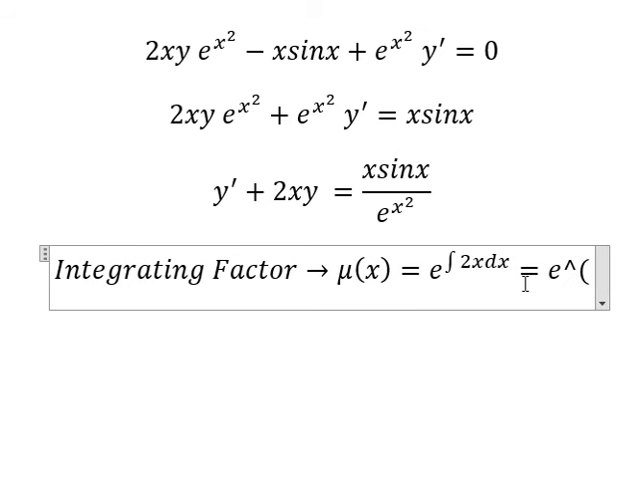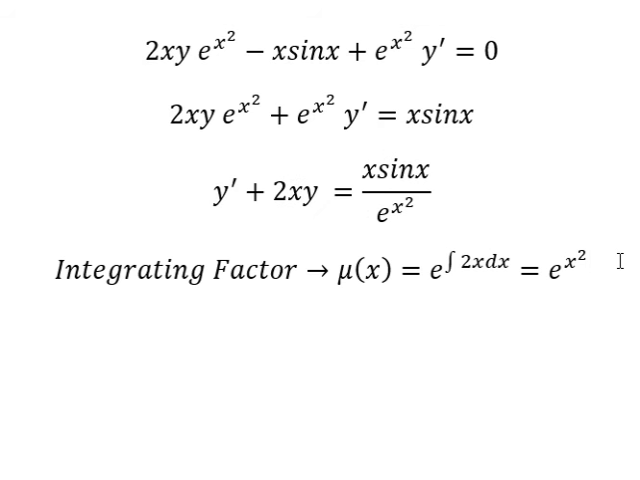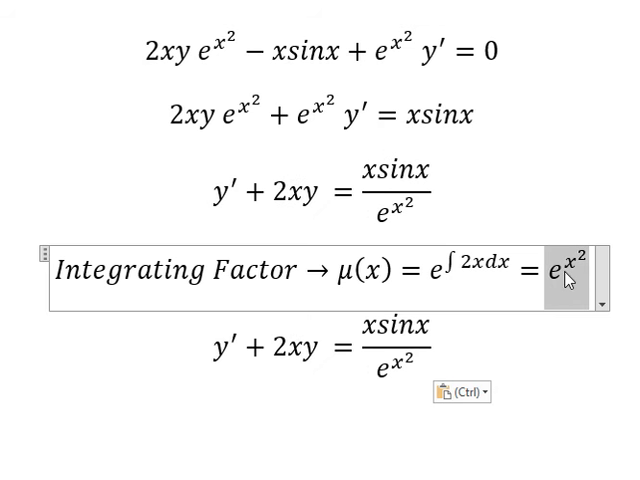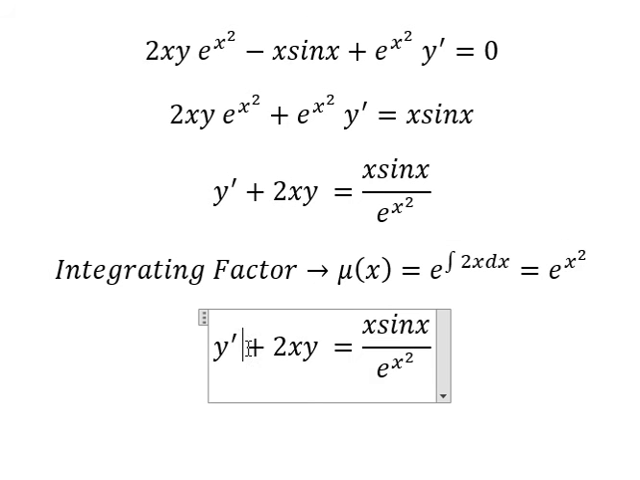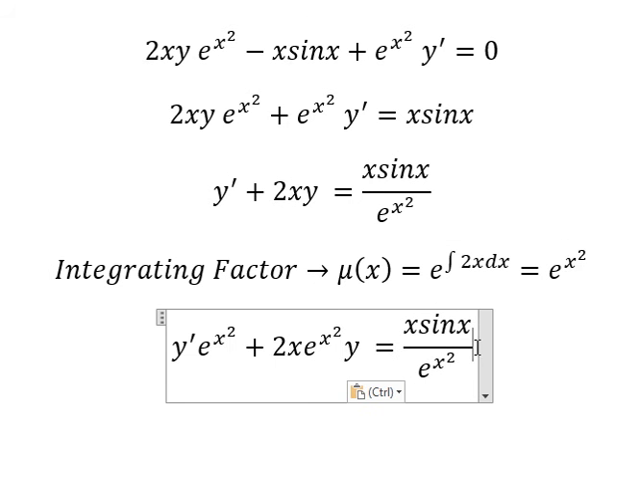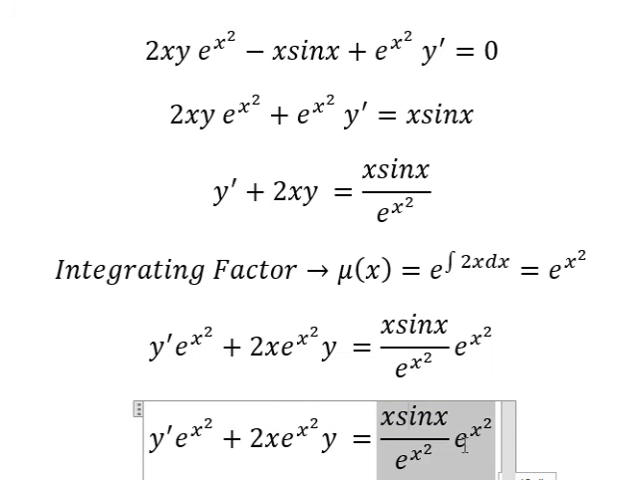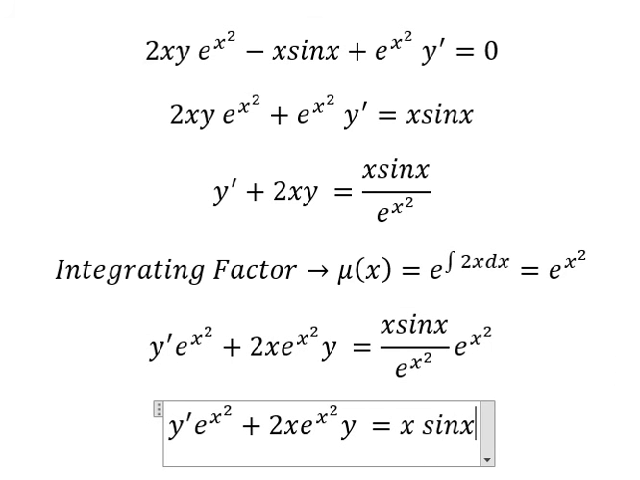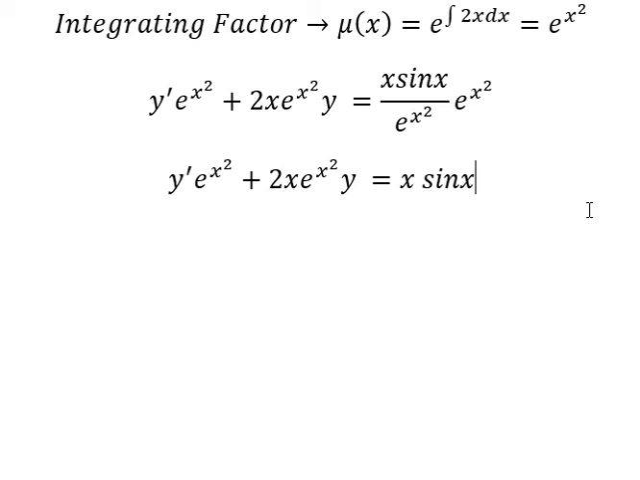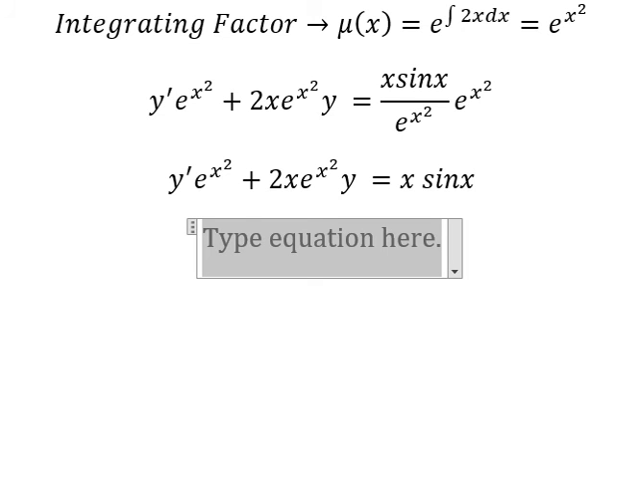So the integration of 2s, we have s squared. That means we multiply both sides by this one. This one we have s sine s. Next, we put the integration on both sides.